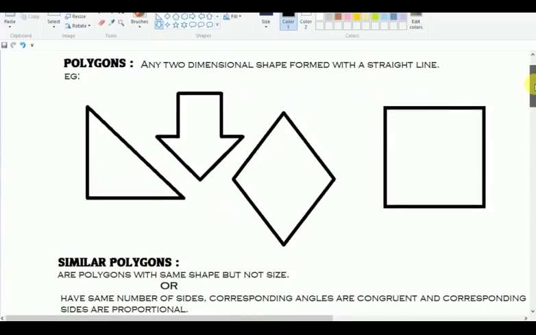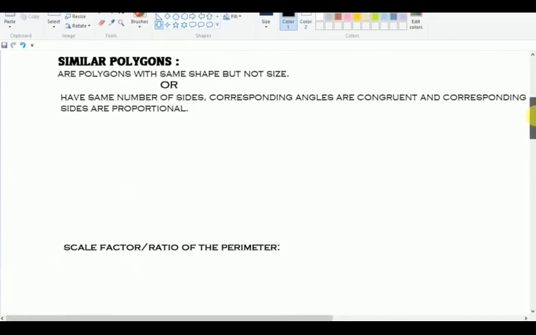Then let's go to similar polygons. Definition. What are similar polygons? Similar polygons are polygons with the same shape but not the same size, which means that the shapes are the same but they differ in sizes.